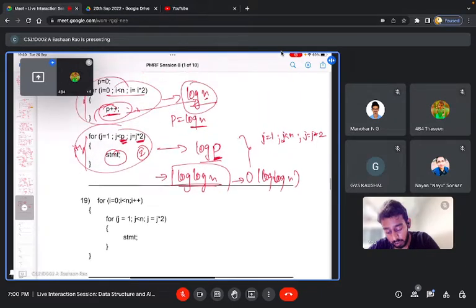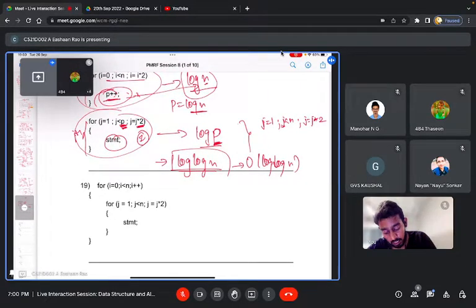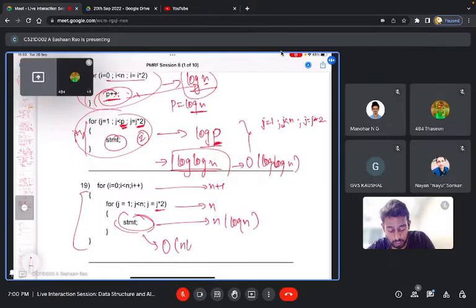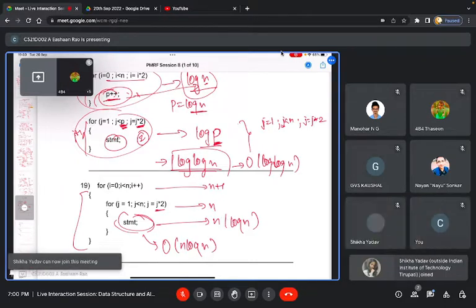Similarly, if you trace it out for this one, the ith loop will run for n plus 1 time, and the jth loop, since it is j into 2, will run for log n time. The statement will run for log n time because we are concerned about this. This will run for n time, and this particularly runs for log n time. So the time complexity of this function will be n log n.